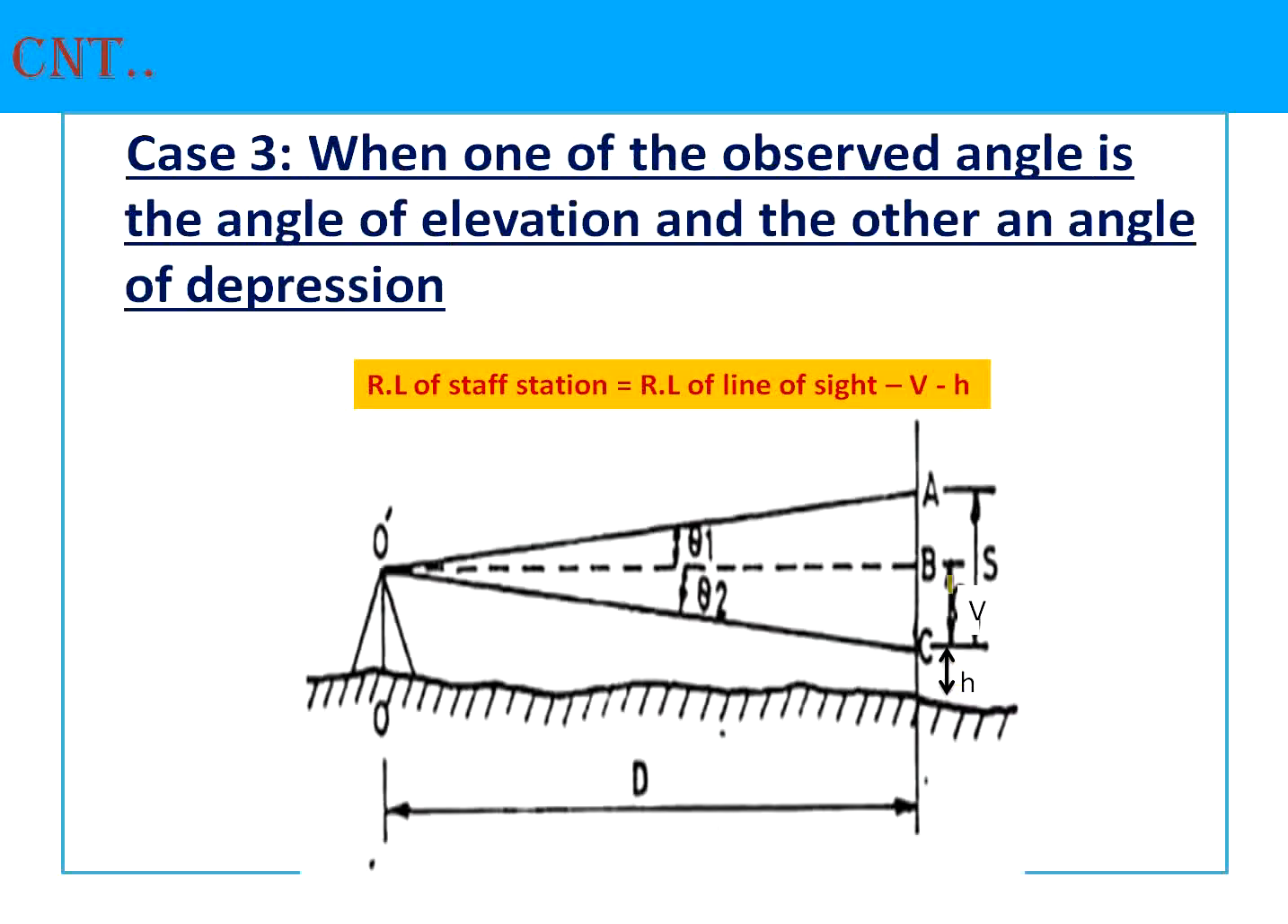Now in the third case, how will you get the RL of the staff station corresponding to this point? You will get the RL of this ground point equal to the RL of the line of sight, that means the one corresponding to B, minus V minus H. Okay, this is case 3.